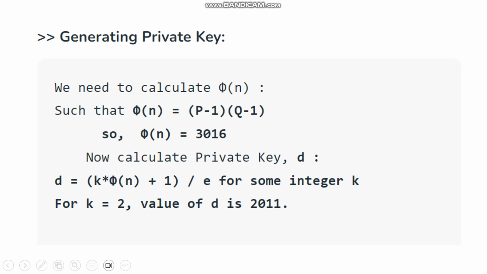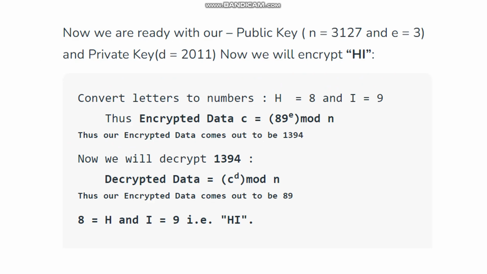Then we generate the private key. We need to calculate this function, which is p minus 1 times q minus 1. So this function is 3016. Now we calculate the private key with this formula, and for some integer k, for k equal to 2, the value is 2011. And now we are ready with our keys. We have this number n, and we have e equal to 3, and also we have the private key d.